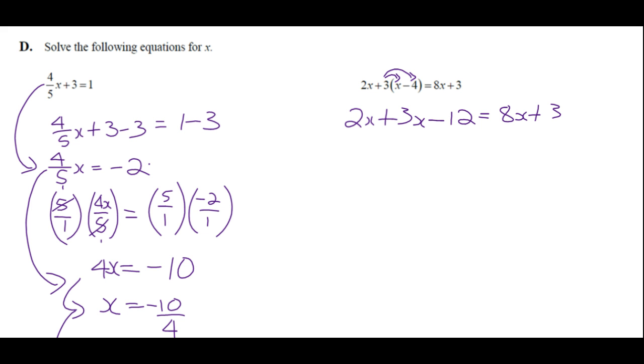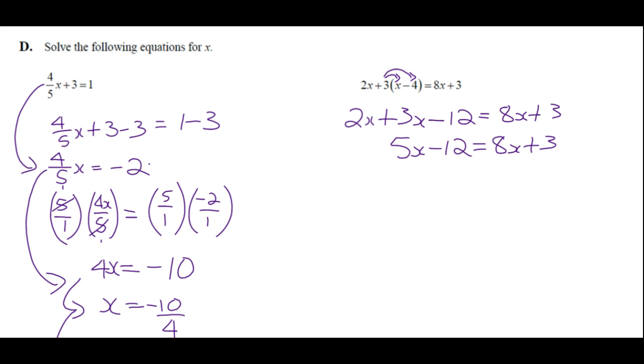Spend too much time. Okay, so 2x plus 3x. Before we do anything else, let's collect like terms. We expand the brackets, we collect like terms, and then we say, all right, what does it say? You've got to get your x's on one side. Which side?